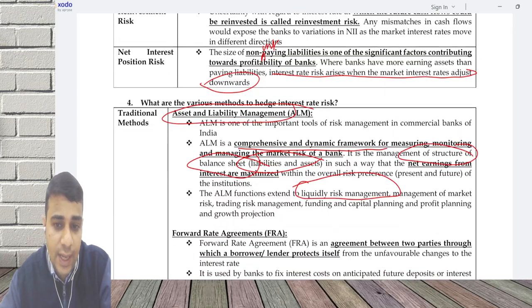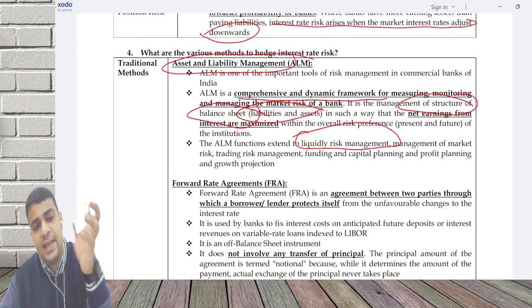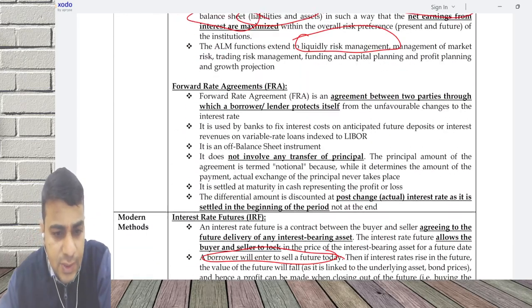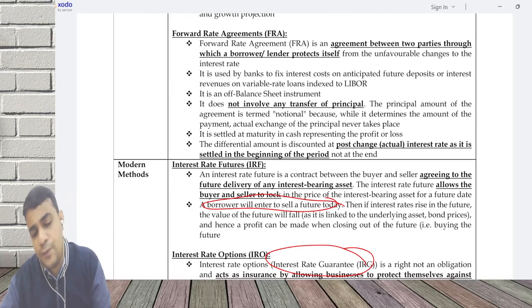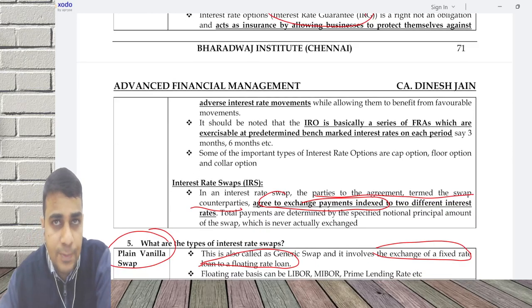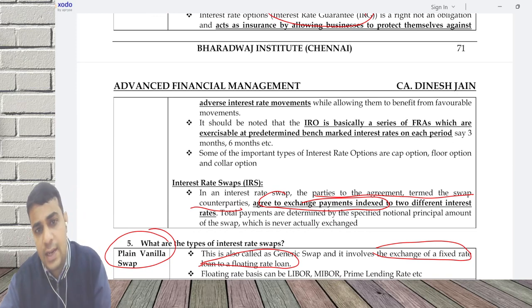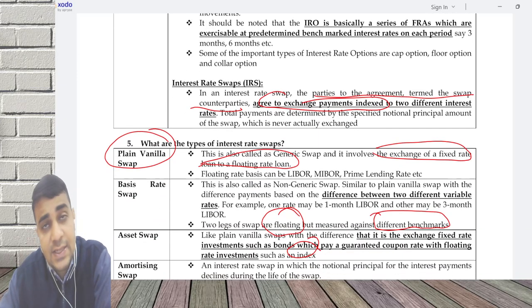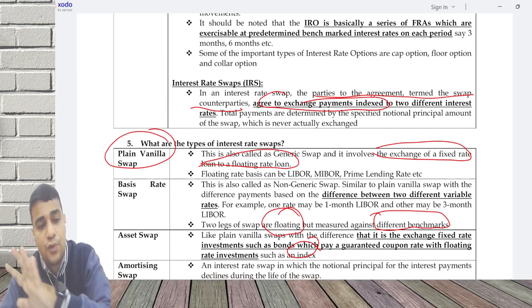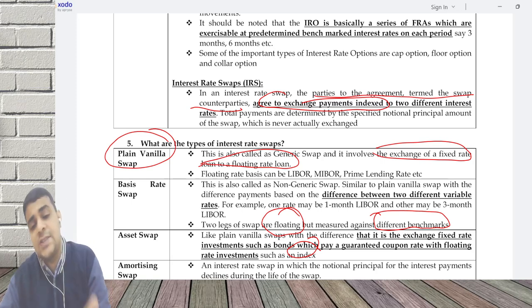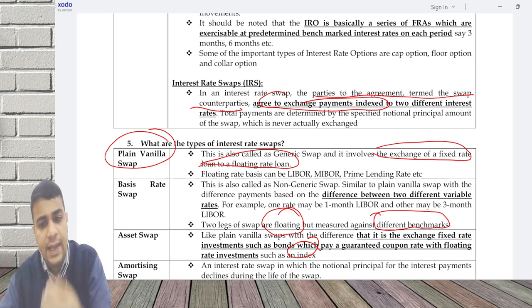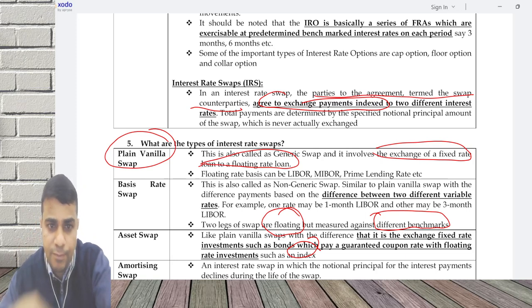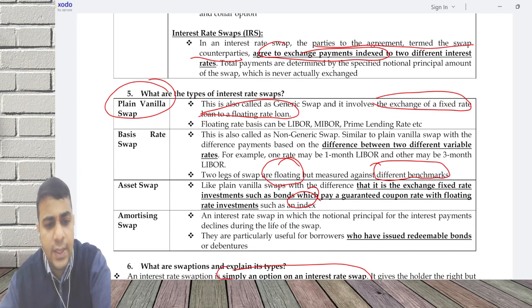Various methods to hedge interest rate risk. The traditional methods are the ALM framework and forward rate agreements. The newer ones are interest rate futures, options, and swaps. We have different types of swaps: plain vanilla swap or generic swap, fixed versus floating. Then we have basis rate swap, where floating one is versus floating two. Asset swap is fixed versus some variable income arising out of an index, gold, anything. Amortizing swap is where the notional principal keeps going down.